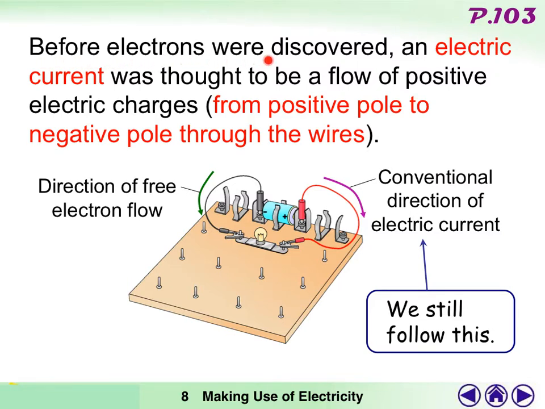Before electrons were discovered, an electric current was thought to be a flow of positive electric charge from the positive pole to the negative pole through the wires. That means the direction of free electron flow is completely opposite to the direction of electric current. So now we know that this direction of electric current is wrong and does not exist. So why do we still follow this? Prepare your answer and we will discuss it during the lessons.